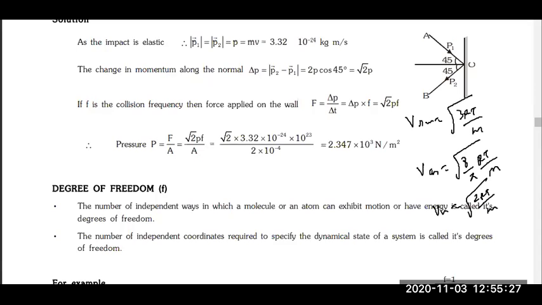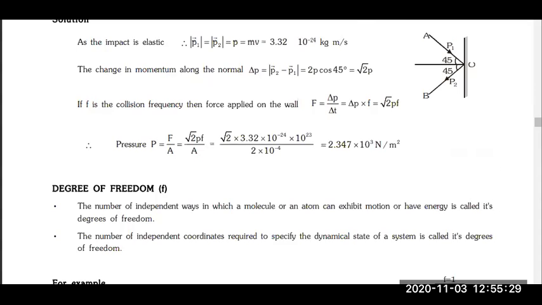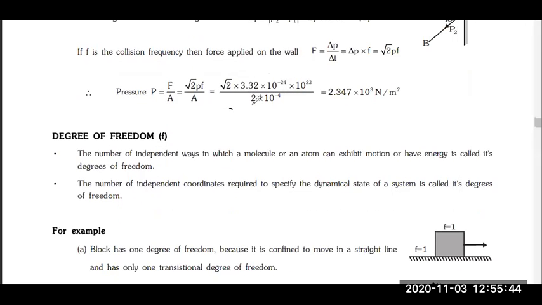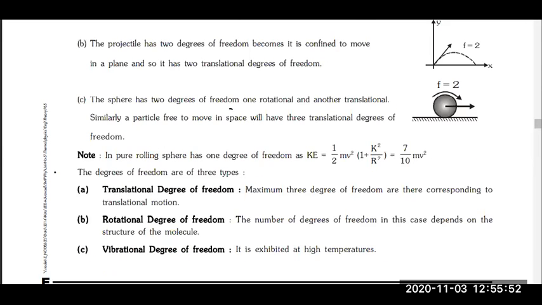Now next is degree of freedom. As I said, depending on the type of molecules, we have different degrees of freedom. Basically, degree of freedom is divided into three parts: translational, vibrational, and rotational. We need not worry about lots of things. We just have to know how many degrees of freedom there are in translational, rotational, and vibrational.